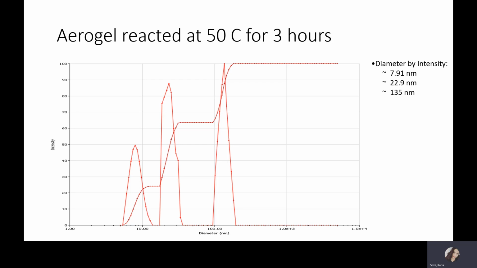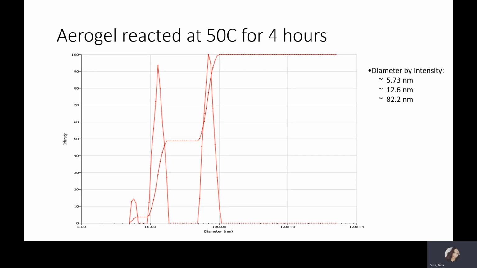Now, as I mentioned, I then remade the batch, another batch, and I analyzed them using the DLS. Here on the y-axis, we have our intensity, and on the x-axis, we have our diameter. When I ran the aerogel that was reacted for 3 hours, I could see that there were 3 different peaks in my plot. One corresponded to 7.91 nanometers, another to 22.9 nanometers, and the other to 135 nanometers, which was great. It was indicative that there is something in my sample.